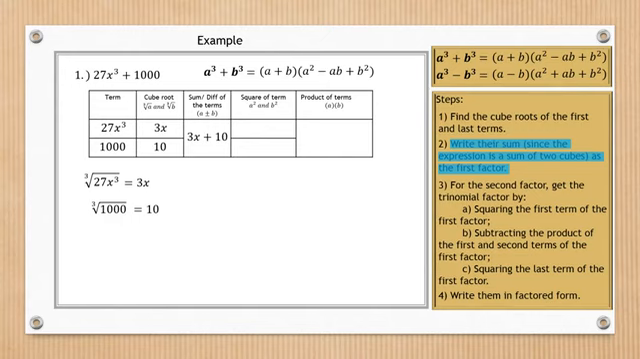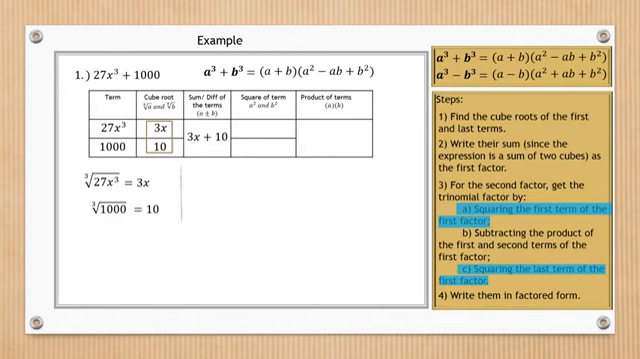We have that. So we are on the third step, class, almost done. Let's go on to the third step. First, we identify letter A: squaring the first term of the first factor and squaring the last term of the first factor. What are they? These are our factors, 3x and 10.